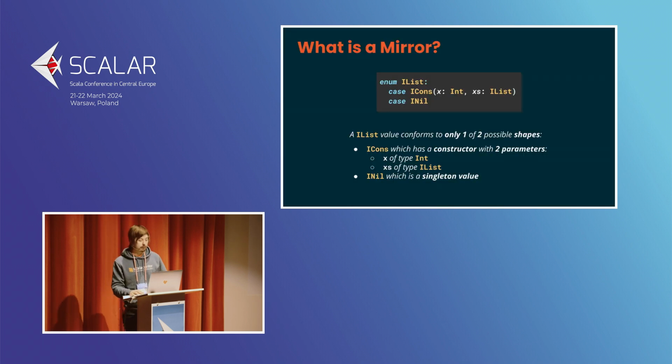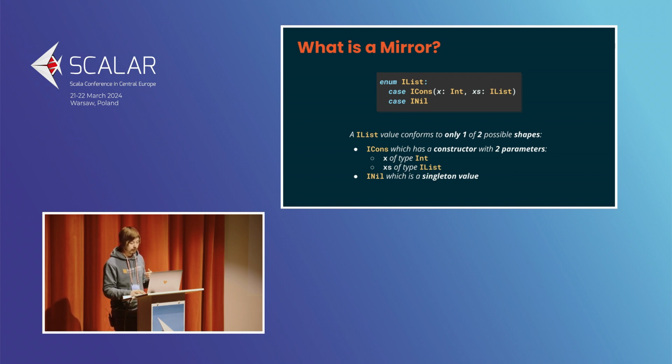So what is one of these mirrors? Let's say we have an enum IList. It's like the linked list, but specialized for integers. So it's an enum with two cases. Basically, if you see this list structure, you know that at any point in time, it can only be one of two shapes. It's either going to be ICons, which is a record with a constructor with exactly two arguments: x of type Int and xs of type IList. Or we have the other case, INil, which is just a singleton value.